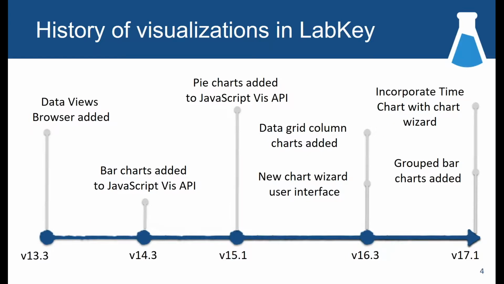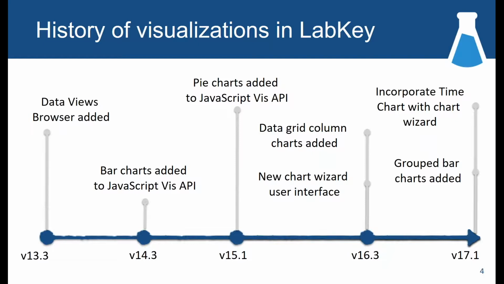With version 13.3, the data views browser web part was added to allow users to see saved reports and charts, to categorize them, to organize them, and share them with other users. With version 14.3 and 15.1, we started extending this JavaScript visualization API to include more components for creating things like bar charts and pie charts. These were added for more specific client scenarios, but were included in this visualization API, with the hopes that we would later build them into our charting wizard, which we did during the 16.3 release.